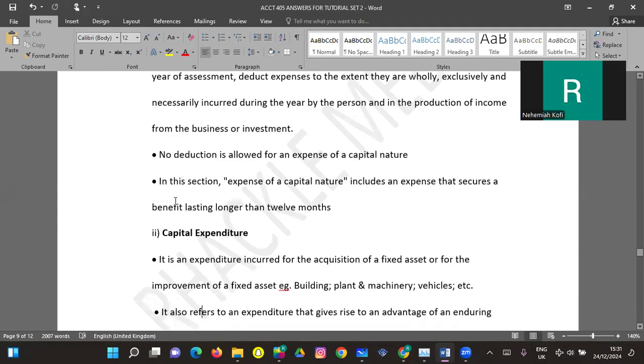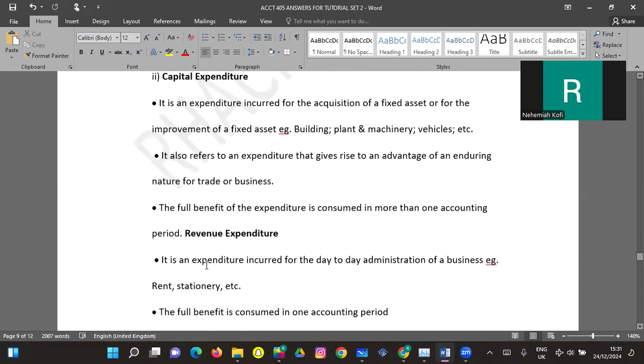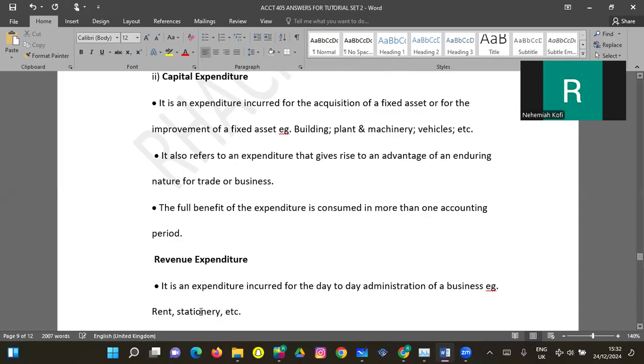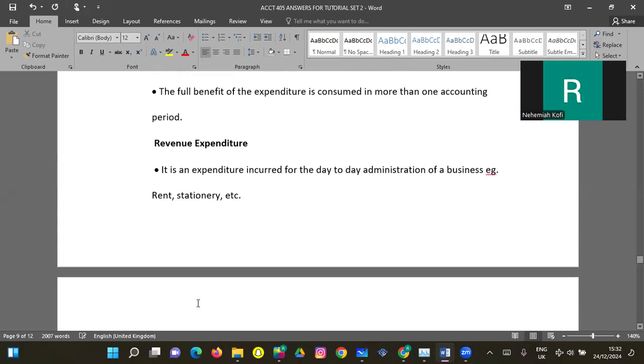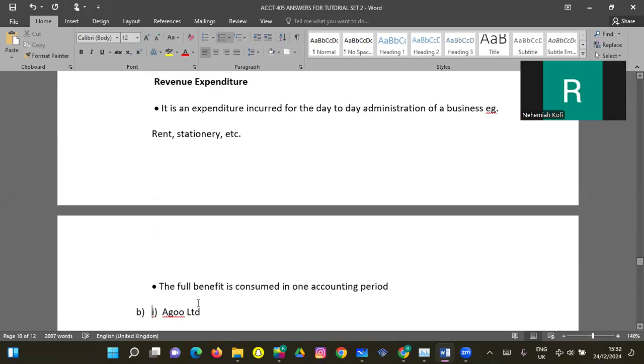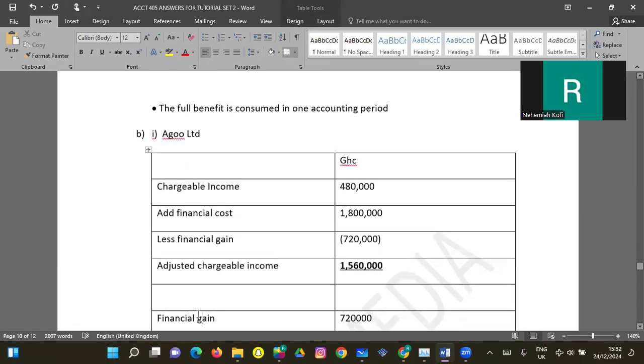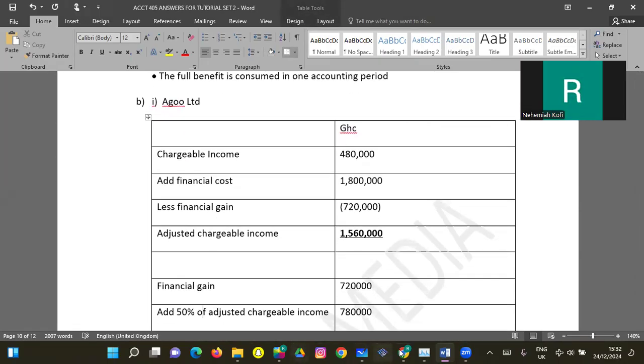Then in this session, capital expenditure, we've spoken about already. And then also revenue expenditure. So for capital expenditure, the full benefit of the expenditure is consumed over more than one accounting year. So that's for capital. Revenue expenditure is an expenditure incurred for the day-to-day running of the business, like rent, stationery, normal expenses, and the like. The full benefit is consumed in one accounting period, right? All right, so now let's look at another calculation here.